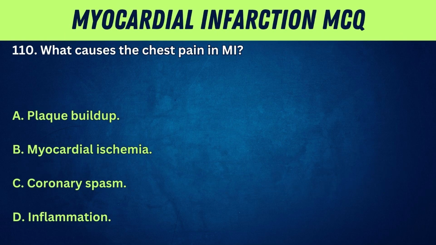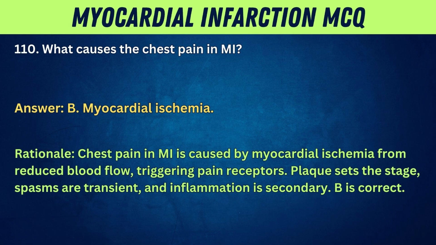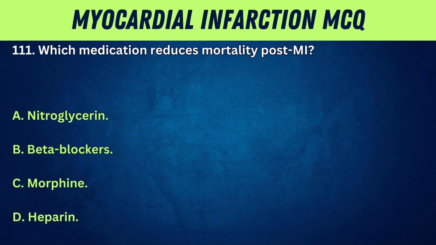110. What causes the chest pain in MI? A. Plaque buildup. B. Myocardial ischemia. C. Coronary spasm. D. Inflammation. Answer: B. Myocardial ischemia. Rationale: Chest pain in MI is caused by myocardial ischemia from reduced blood flow, triggering pain receptors. Plaque sets the stage. Spasms are transient, and inflammation is secondary. B is correct. 111. Which medication reduces mortality post-MI?